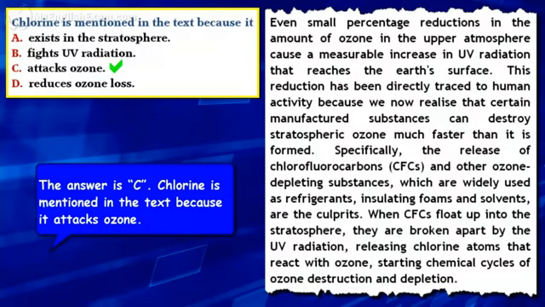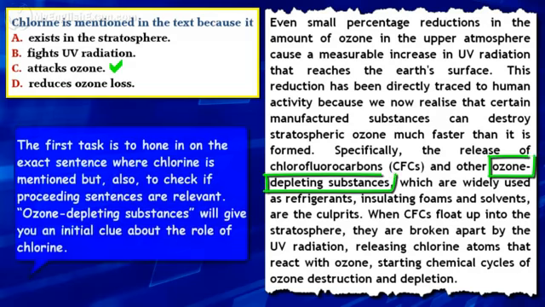The answer is C. Chlorine is mentioned in the text because it attacks ozone. The first task is to hone in on the exact sentence where chlorine is mentioned, but also to check if preceding sentences are relevant. Ozone-depleting substances will give you an initial clue about the role of chlorine.